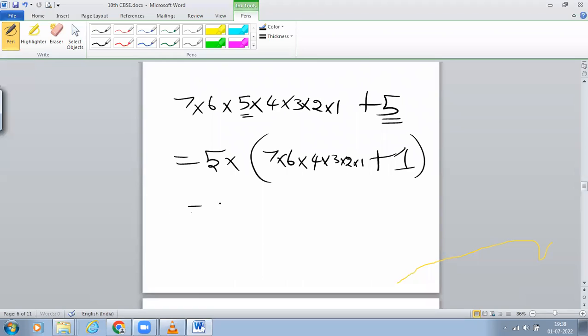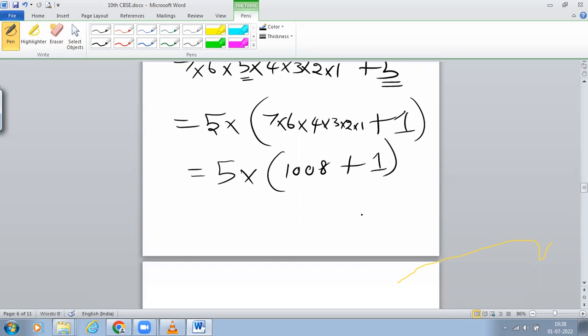Now what we'll get is 5 into, 7 into 6 is 42. 42 into 4, into 3 is 12, 12 into 2 is 24, 24 into 1 is 24. Now 42 into 24, what is 42 into 24? I'll write the answer, that is 1008, plus this 1. So we get 5 into 1009, since 1008 plus 1 is 1009.